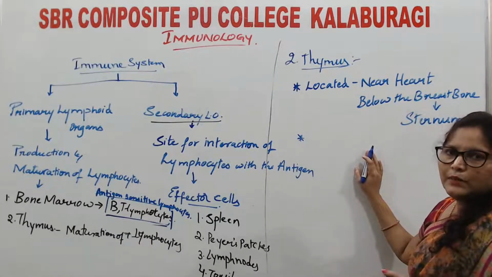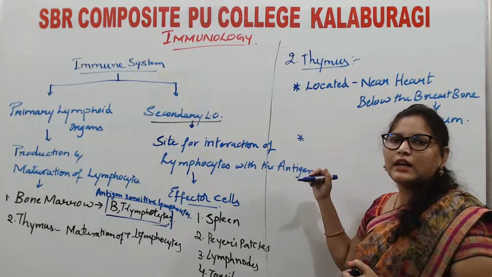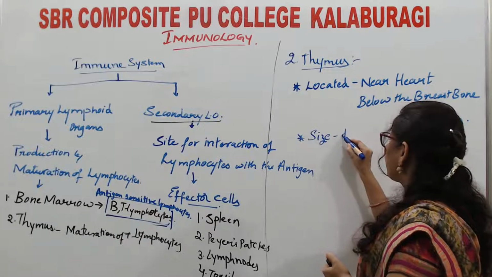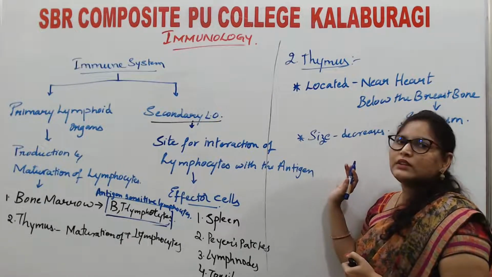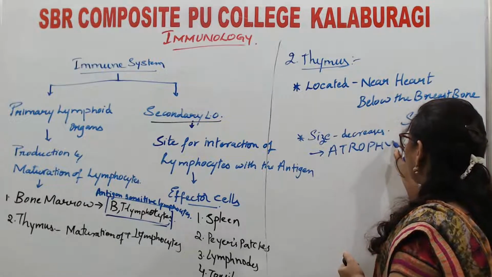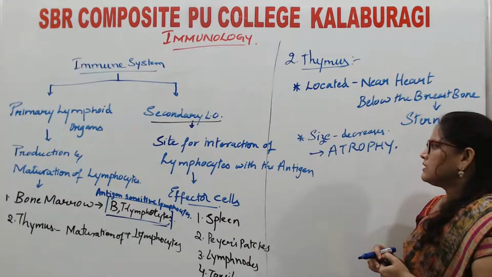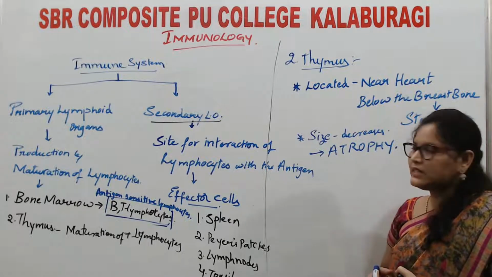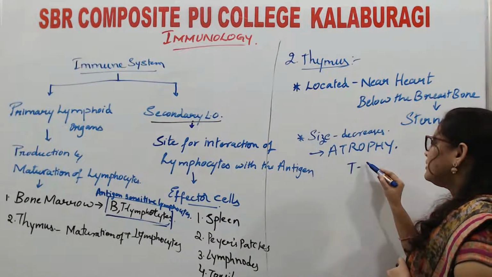As the age of the person increases, as he is growing, the size of the thymus will degenerate or decrease. This progressive degeneration of the thymus gland is known as atrophy. As the age increases, the size of the thymus gland decreases. That is why old age people are more susceptible to diseases, as there is no thymus gland, there is no maturation of T lymphocytes.